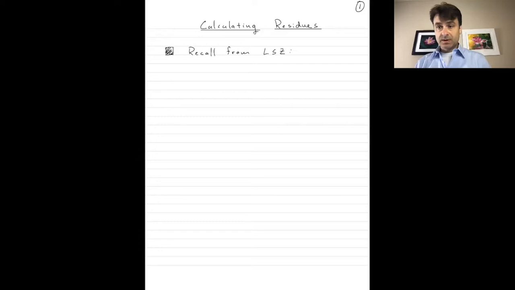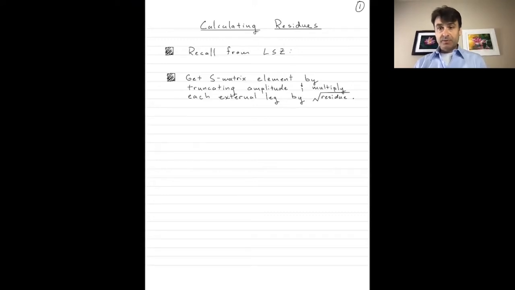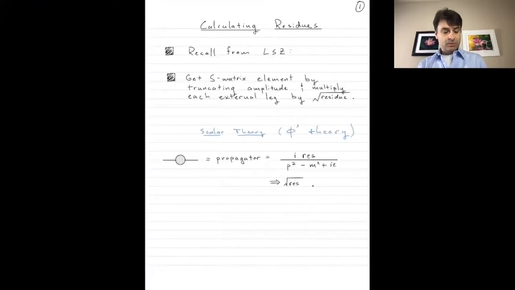each of the external legs by, well, to truncate it, so treat it as if it's just the lowest order propagator, but multiply each of those external legs by the square root of the residue of the interacting propagator. That's the prescription, but it's a little bit abstract at this point. Here it is again. Truncate the amplitudes and multiply by square root of the residue. And I want to show you how to go about doing that in a little bit more detail for practical situations. So I'm going to start by considering one of the simplest theories that we can use to illustrate things.